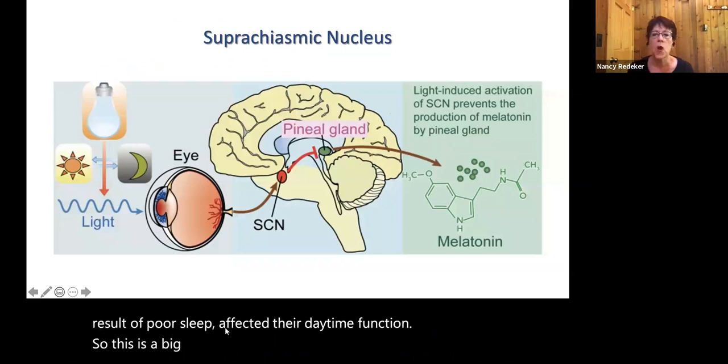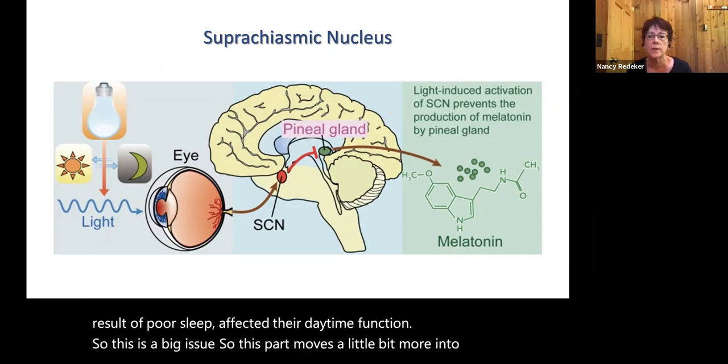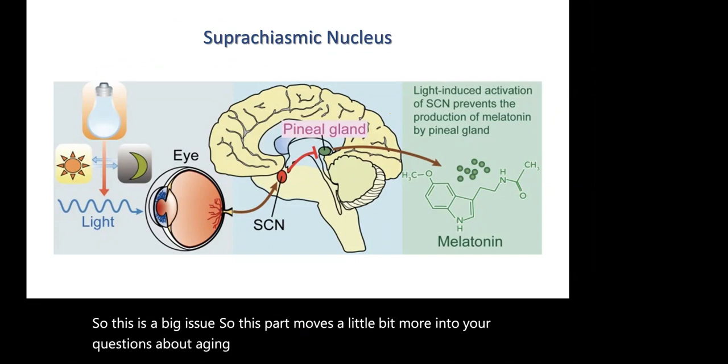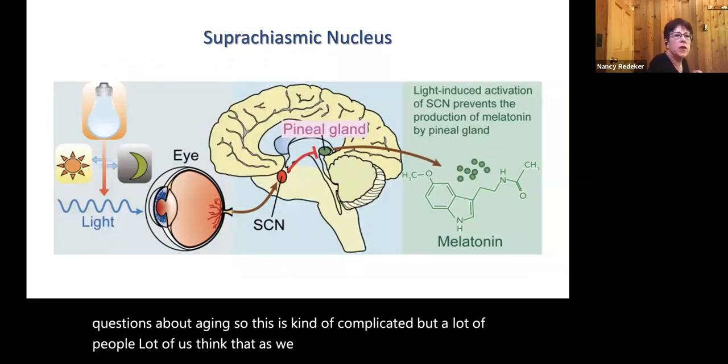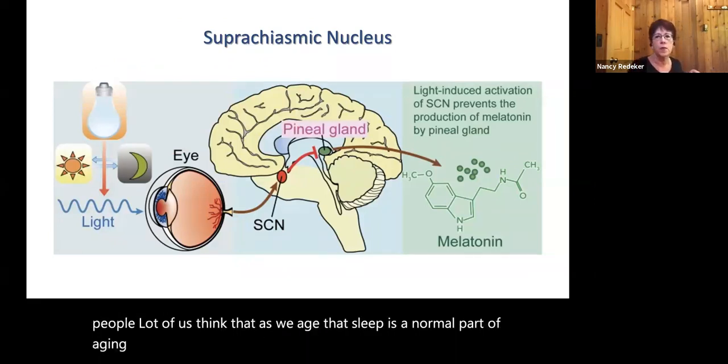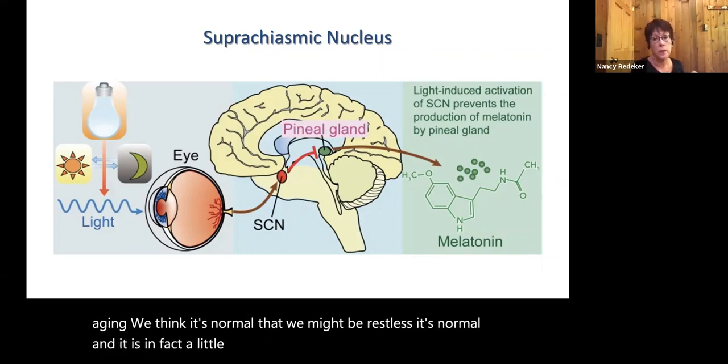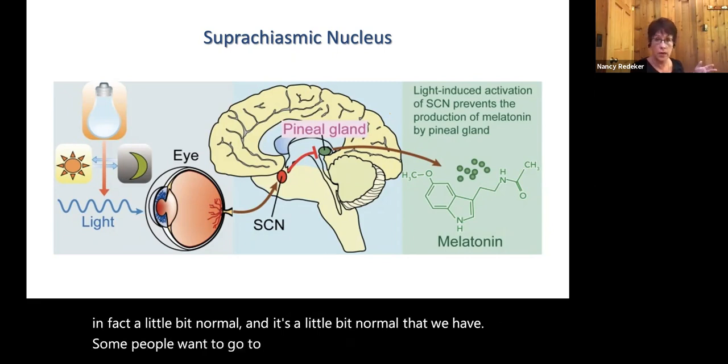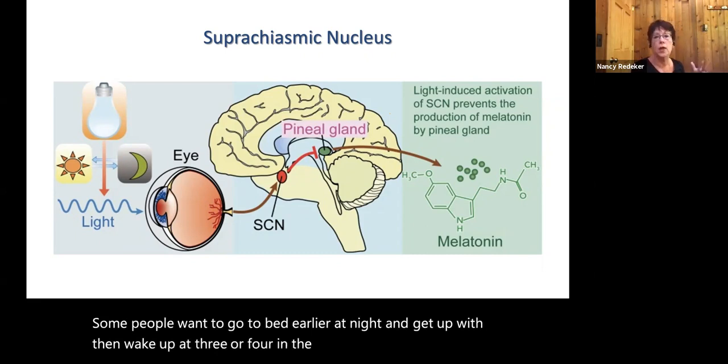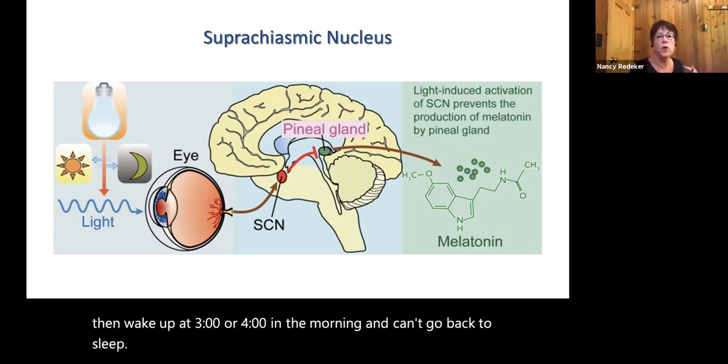So this part moves a little bit more into your questions about aging. This is kind of complicated, but a lot of us think that as we age, changes in sleep are a normal part of aging. We think it's normal that we might be restless. And it is in fact a little bit normal that some people want to go to bed earlier at night and then wake up at 3 or 4 in the morning and can't go back to sleep. I'm going to explain why that is in a minute.